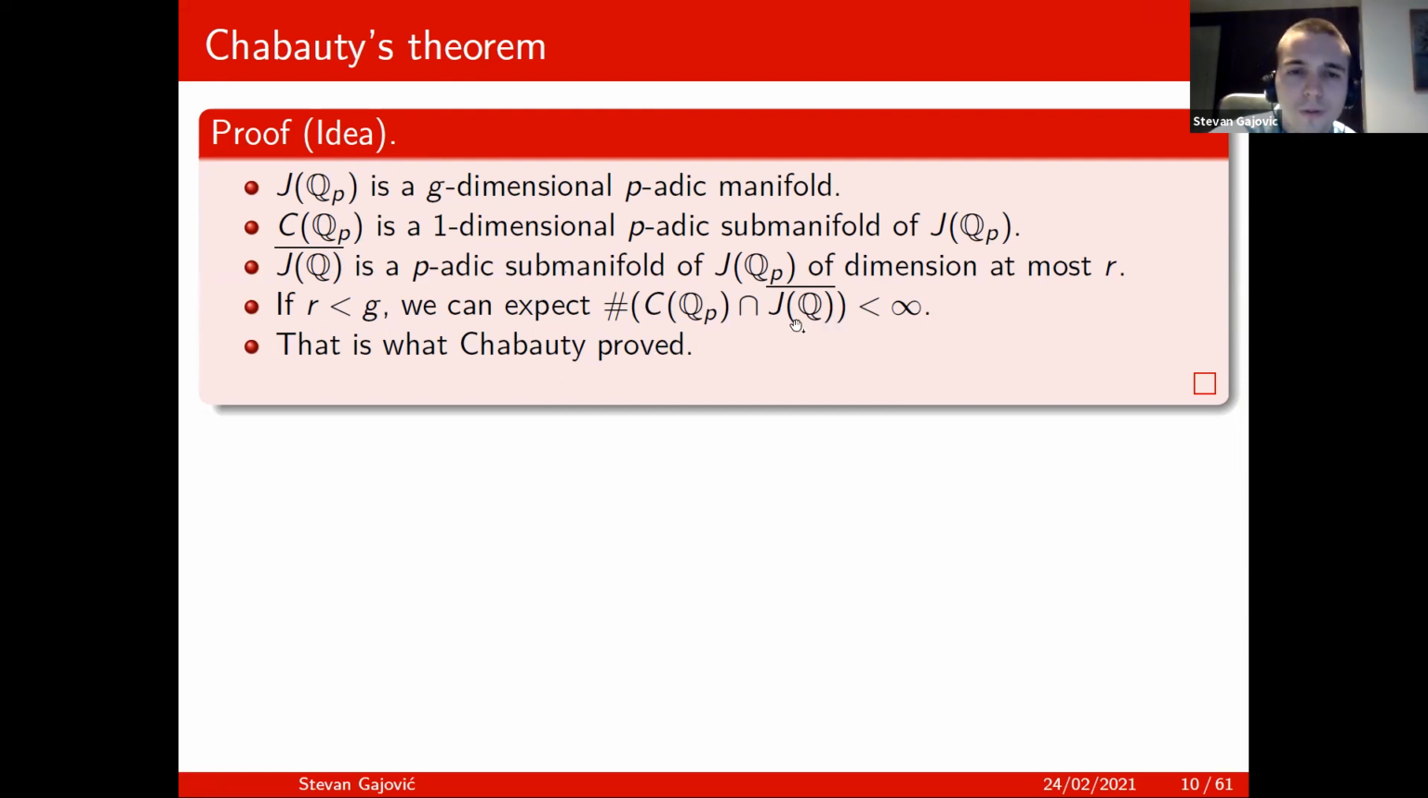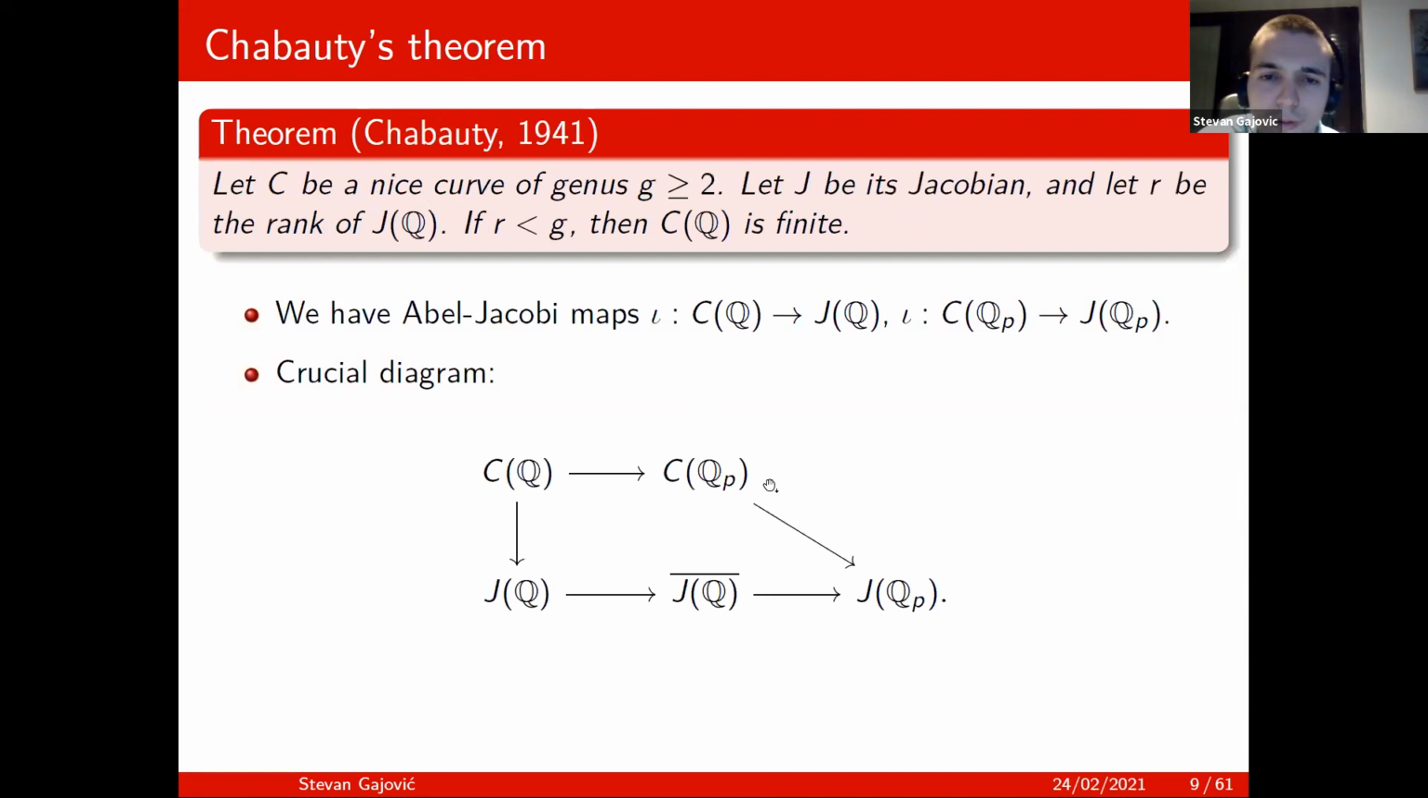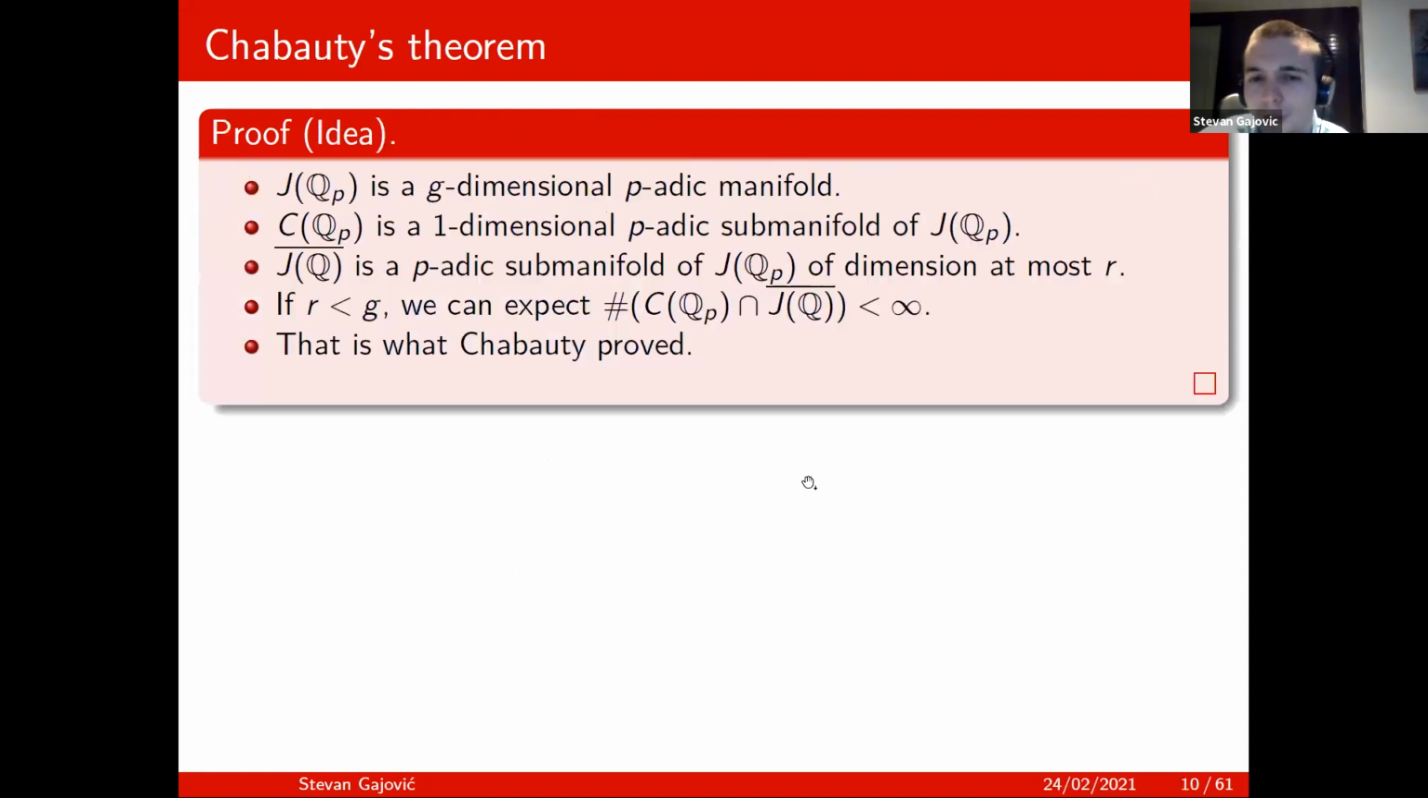And that is what Chabauty proved, but we will prove later the effective version of it, so we don't need the proof right now. But I hope you remember the main idea for Chabauty: the condition that r is strictly less than g means that the two submanifolds intersect in a finite set of points.